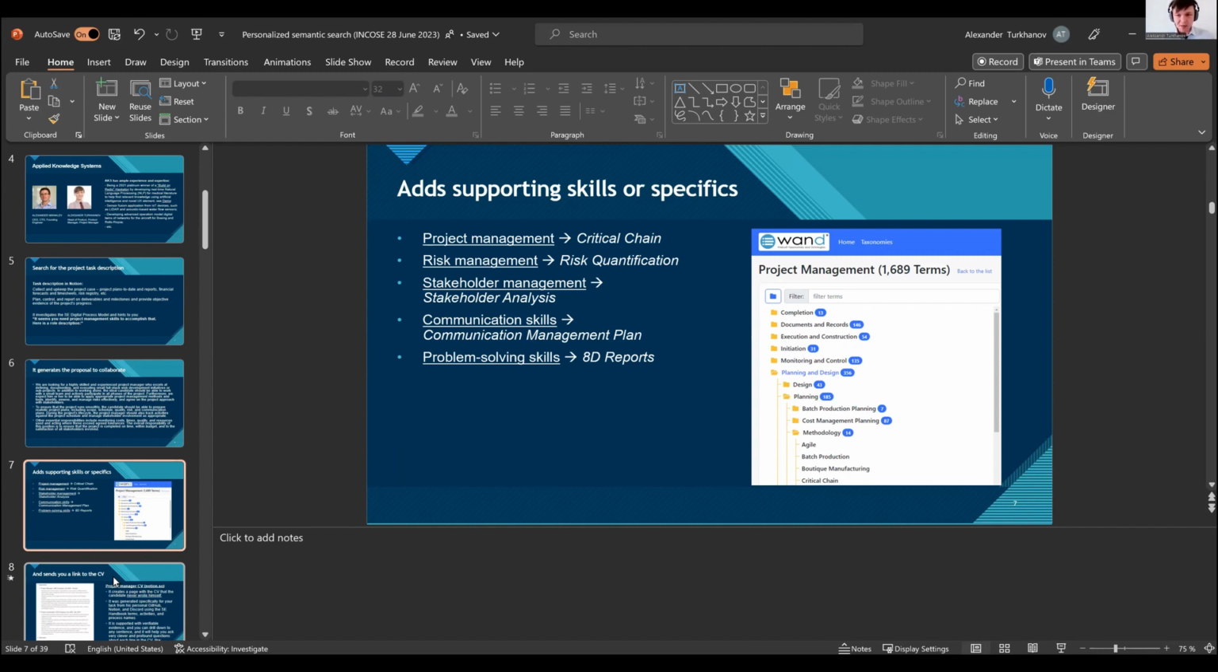Okay, planning, and I need methodology. And in methodology, I need critical chain. And it substitutes me project management with critical chain. And it does the same with the risk quantification, stakeholder analysis, communication management plan, and AD report. So now, from a very generic task description of just 3 lines of text, I got a pretty concrete project proposal with pretty concrete skills I want the executor of this task to have.